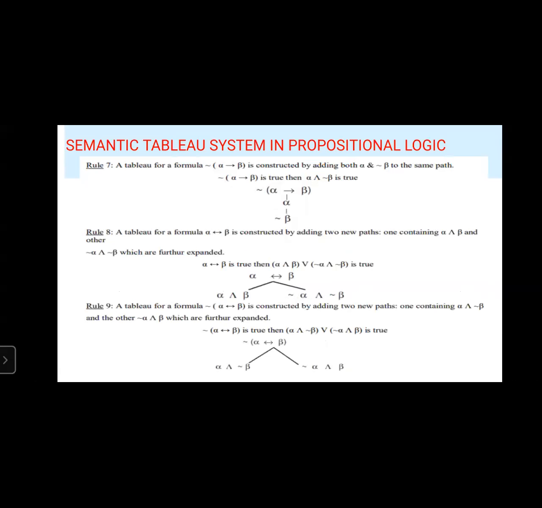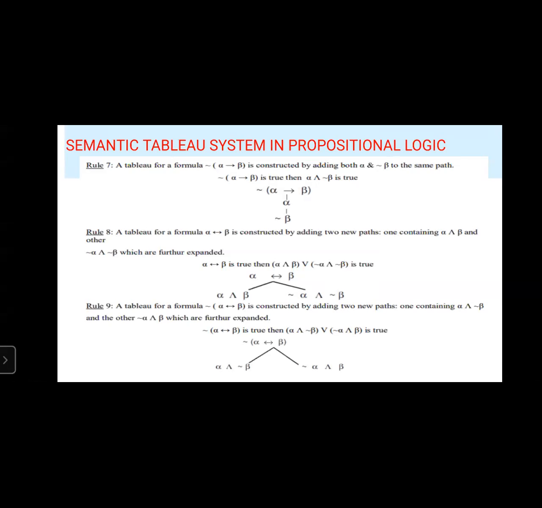Rule number 7: a tableau for a formula negation of alpha implies beta is constructed by adding both alpha and negation beta to the same path. That is, if negation of alpha implies beta is true, then alpha and negation beta is true. Negation of alpha implies beta, alpha, negation beta. Like that you're going to get.